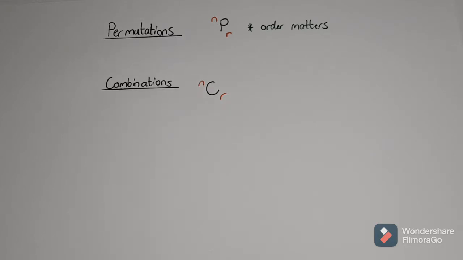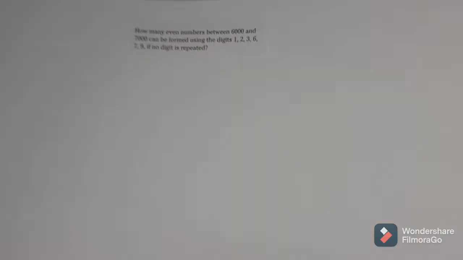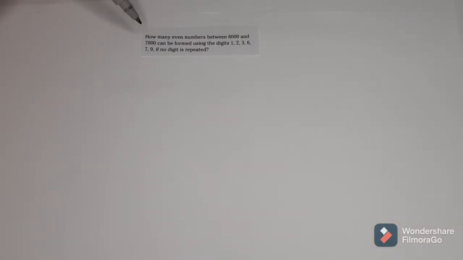So if we look at some examples, the first one we have, over here I say, how many even numbers between 6,000 and 7,000 can be formed using the digits 1, 2, 3, 6, 7, 9 if no digit is repeated? So I want a series of numbers in a line. Because they're now all lined up in a sequence, that means that there's order to that.